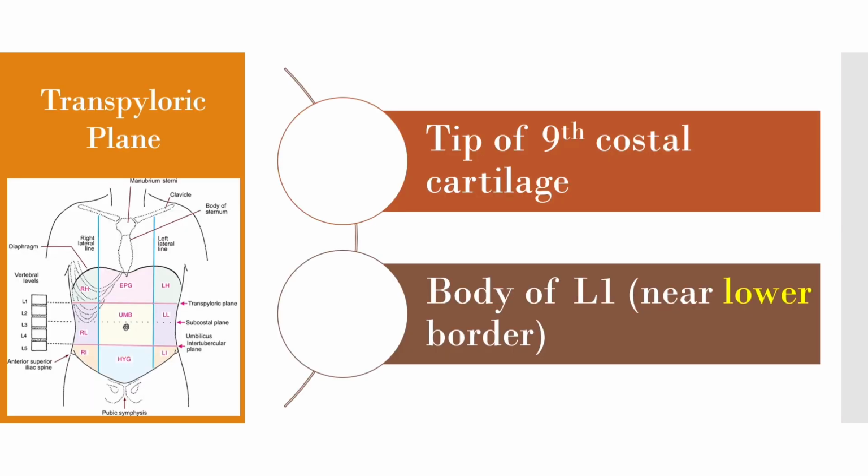In the case of the transpyloric plane, here it comes. It passes through the tip of the 9th costal cartilage, as you can see in the image. In the case of the vertebra, it is the body of L1 near the lower border. So you can see here it is near L1. Don't get confused with L2 upper border. Make it very clear: transpyloric plane is at L1, that too at the lower border. And it's not the 10th rib, it is the tip of the 9th costal cartilage.